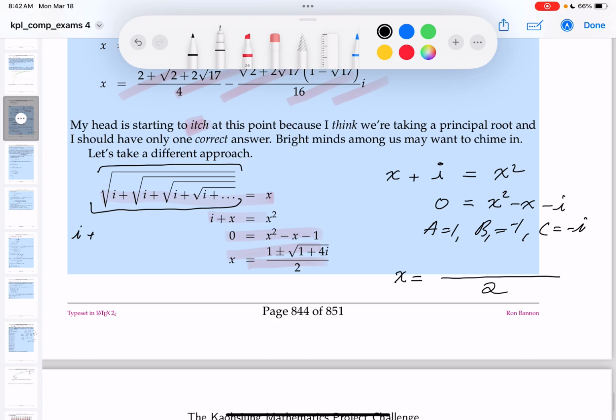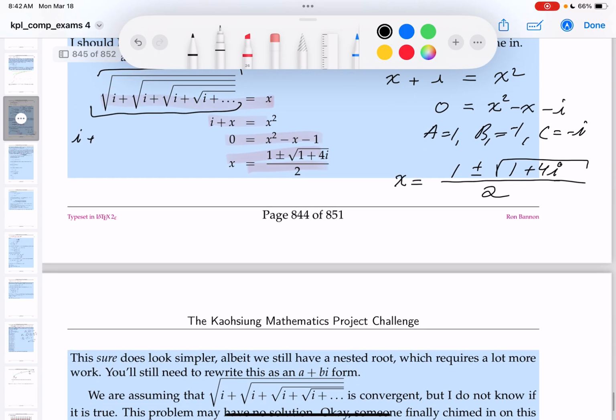Let's take a look. It's going to be 2 in the bottom. The opposite of b is going to be 1, plus or minus the square root of b squared, which is 1, and then you get minus 4ac. That's going to be plus 4i. All right? And that's where the guy stopped. I've got to be honest with you, I don't think you should stop there, but that is an answer to it.